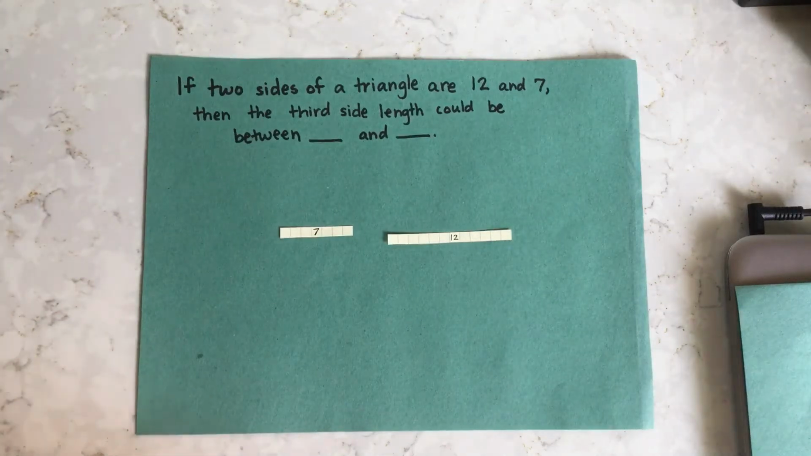I want to try to explain how the triangle inequality theorem works. According to that theorem, if I take the sum of the lengths of two sides on a triangle, it has to be greater than the length of the third side of that triangle. So let's go over why this works. If I have two sides of a triangle that are 12 and 7 units long, then the third side length could be between which two numbers?